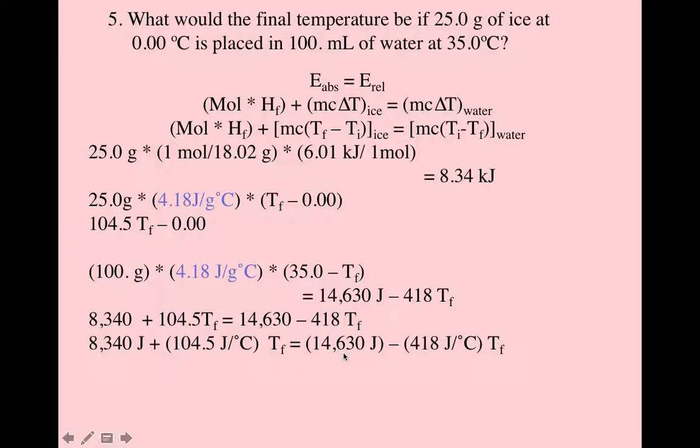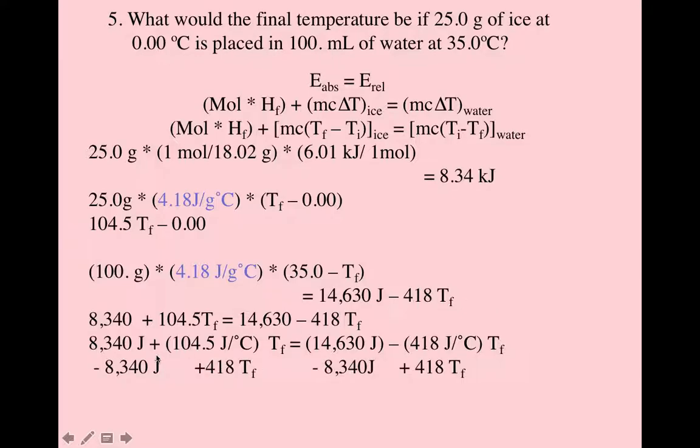On the other side then, 14,630 joules minus 418 TF. Again, that was 100 grams times 4.18 joules per gram degree Celsius. So the grams canceled out, and we were left with joules per degree Celsius. And again, that was 418 TF. So when you're doing the problem, I would just use this top version. I probably wouldn't write out all the units in here because it's going to get really messy, but I want you to understand when you get to the end how you determine what the unit is.